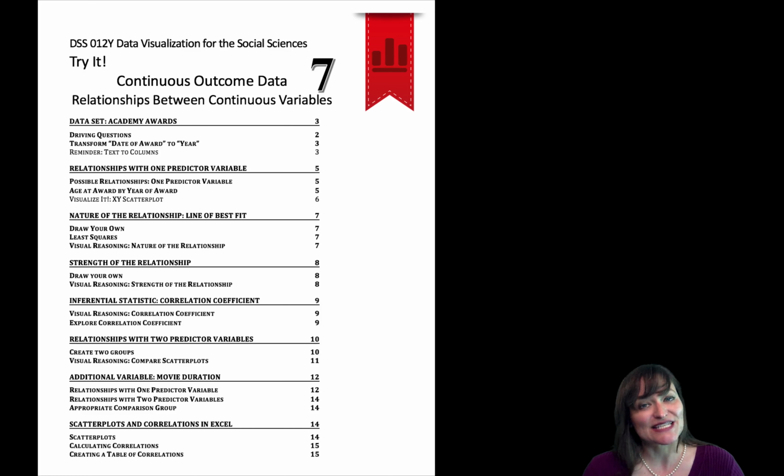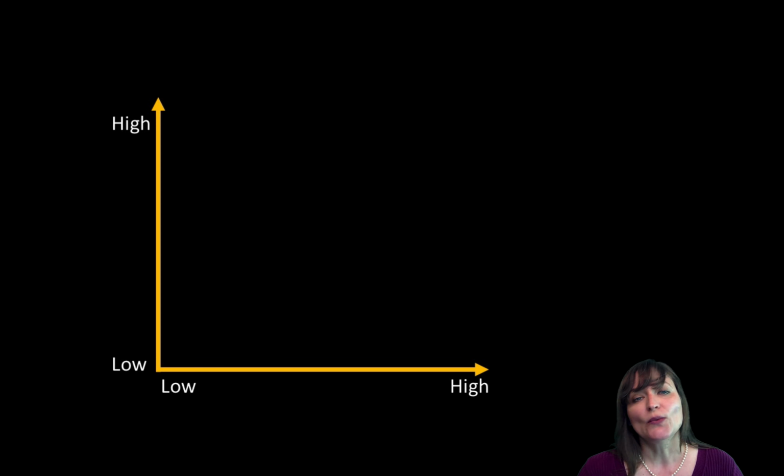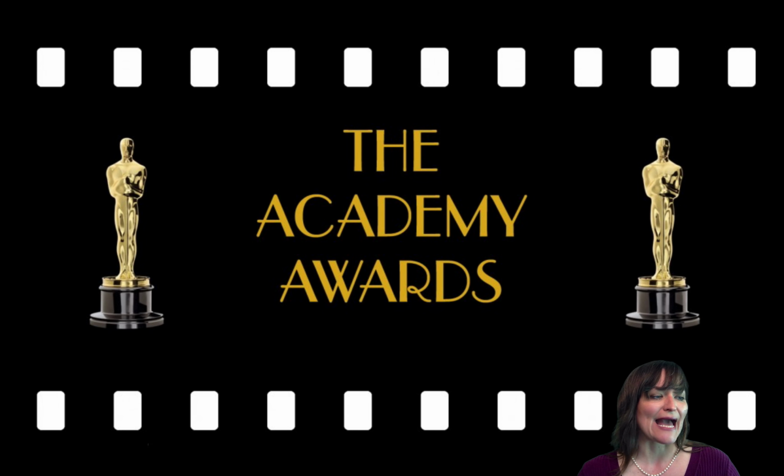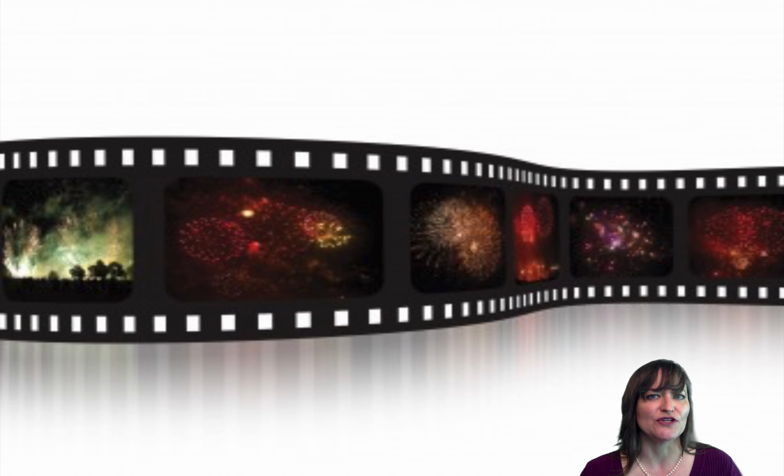In this tutorial, we're going to continue our exploration of continuous outcome data, when our outcome was measured as numbers along a scale. What we're going to do differently this time is explore relationships between two continuous variables. So not only is our outcome variable going to be continuous, but the predictor variable is continuous too. We're going to use the same data set that we've been using, the Academy Award winners. We're going to be adding one additional continuous variable, and that's the length of the movie, or the movie duration.